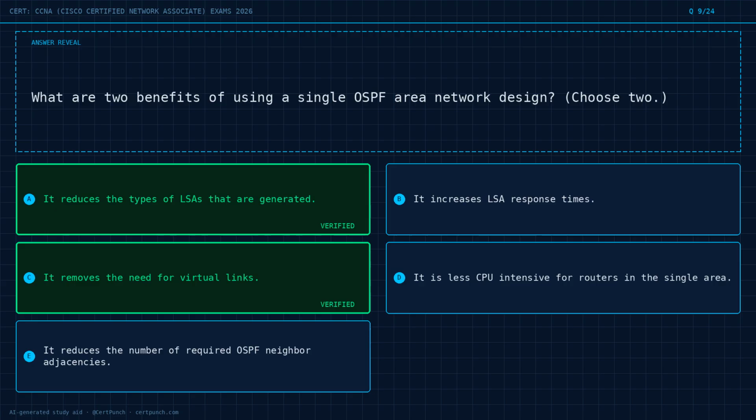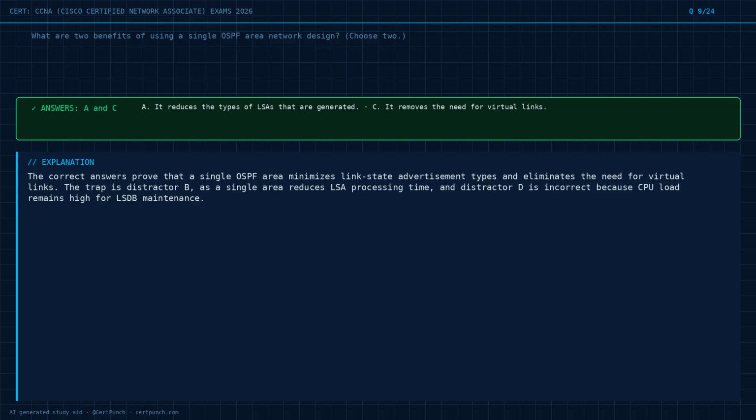The correct answers are options A and C. Key cue. The correct answers prove that a single OSPF area minimizes link state advertisement types and eliminates the need for virtual links. The trap is distractor B, as a single area reduces LSA processing time, and distractor D is incorrect because CPU load remains high for LSDB maintenance.